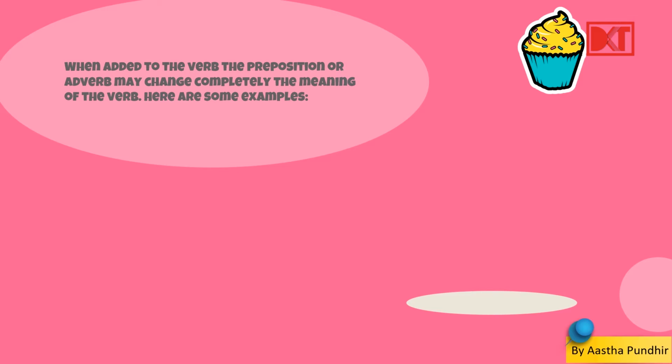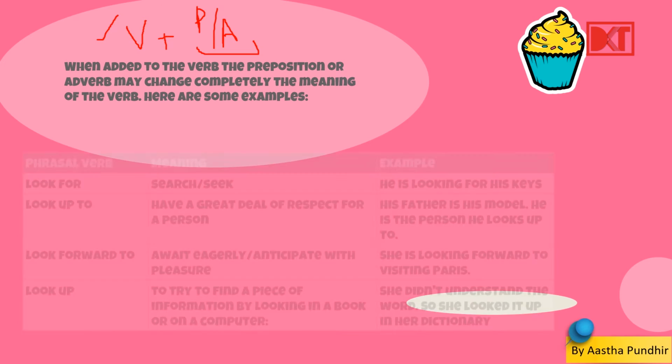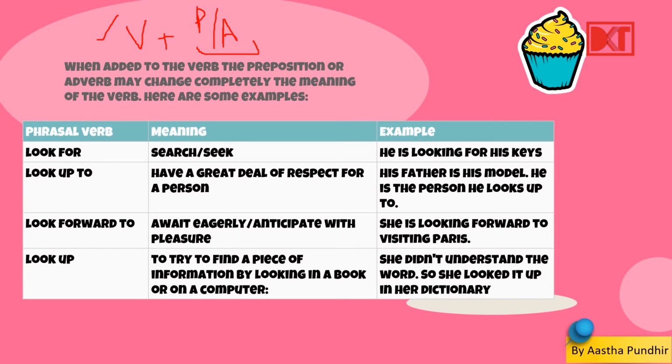Okay, so now what it is saying is, when added to the verb, the preposition or adverb may change completely the meaning of the verb. Here are some examples. Now, इसका मतलब ये है कि जैसे जो हमारा phrasal verb बनता है, that is the verb plus either any preposition or any adverb. So ये preposition और adverb के add होने की वजह से हमारा जो verb का meaning है, that sometimes may completely change. Let's see a few examples.